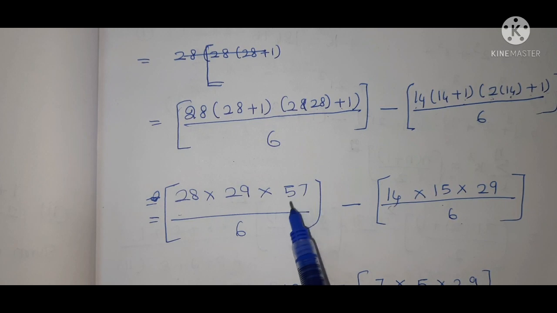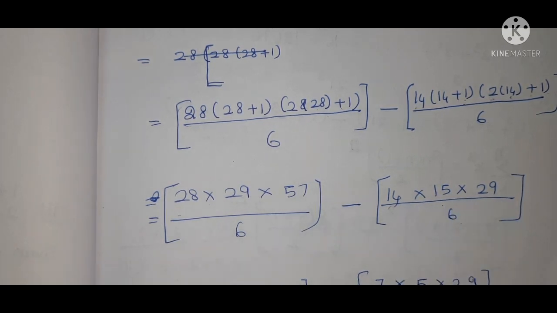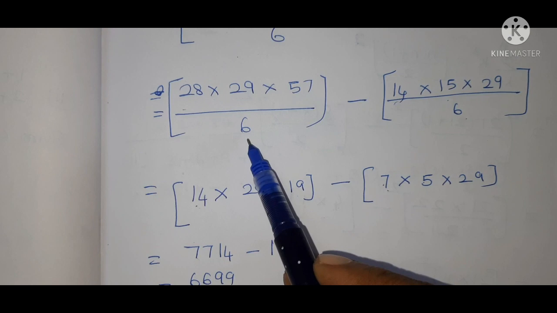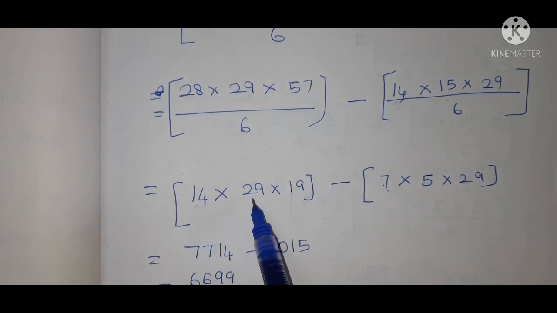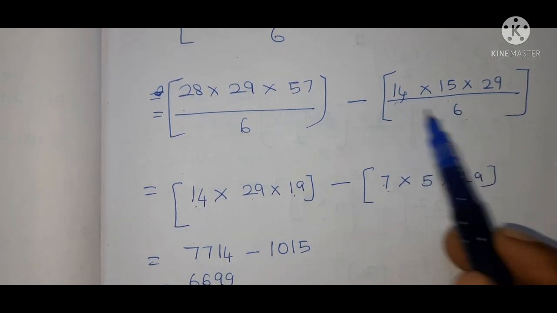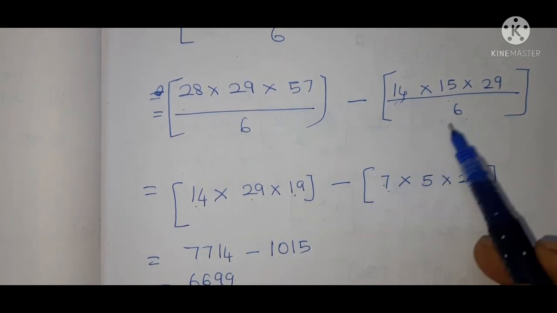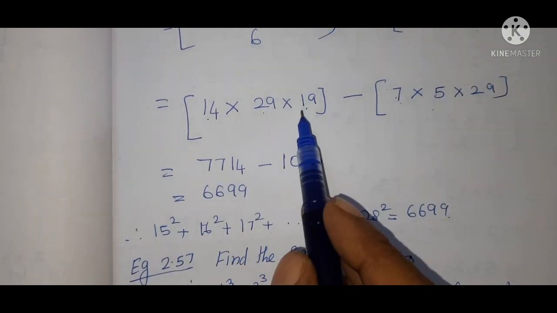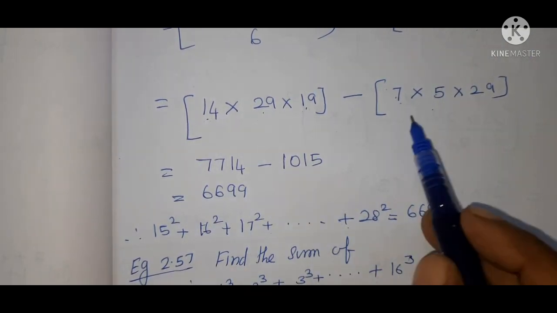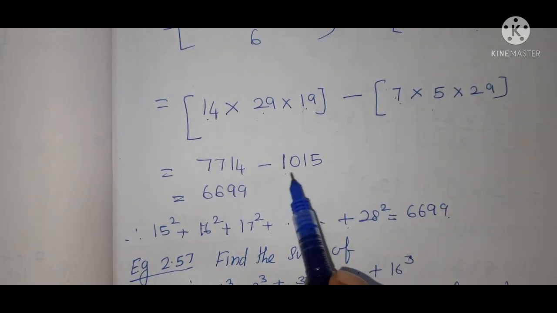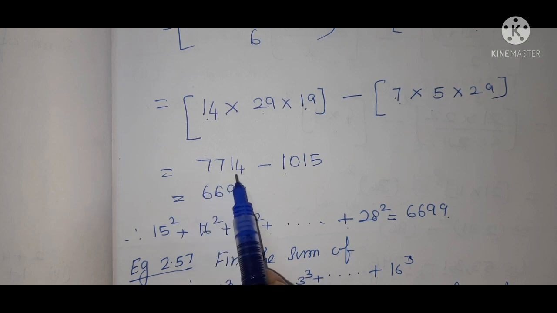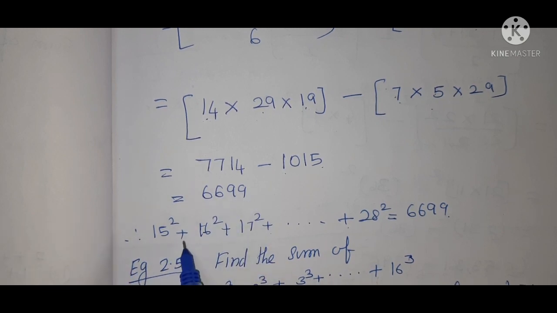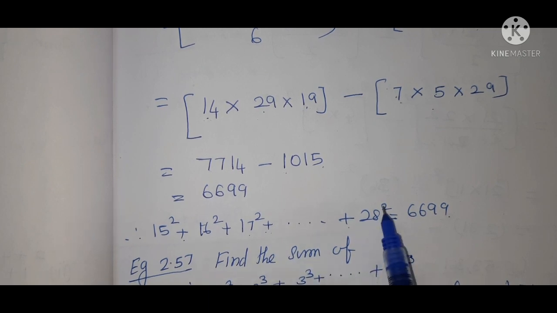28 into 29 into 57 by 6 minus 14 into 15 into 29 by 6. Here 28 and 6 is cancelled by 2, we get 14, here 3. 57 is divided by 3, we get 19. 14 into 29 into 19. Here 14 and 6 is cancelled by 2, we get 7, here 3. 15 is divided by 3, we get 5. 7 into 5 into 29. 14 into 29 into 19, we get 7,714 minus 7 into 5 into 29, we get 1,015. 7,714 minus 1,015, we get 6,699. Therefore, 15 square plus 16 square and so on plus 28 square is equal to 6,699.